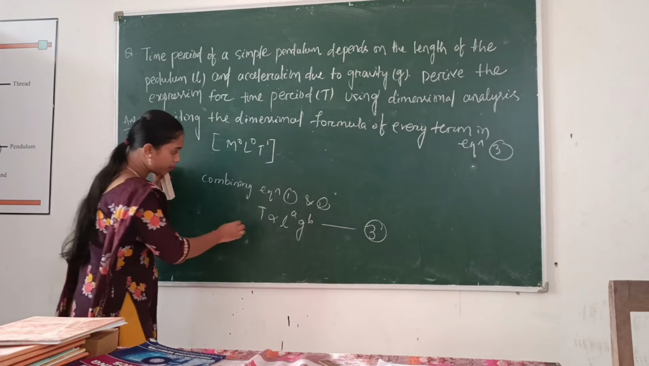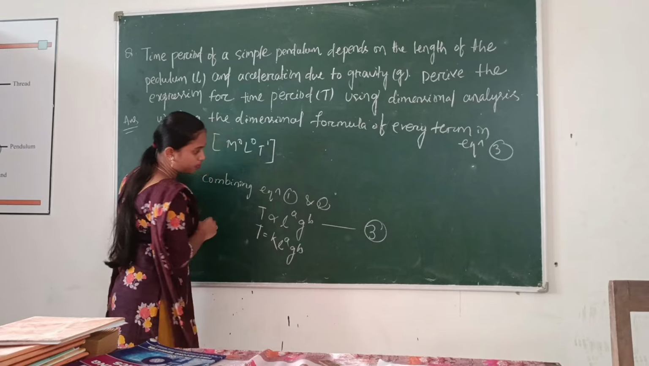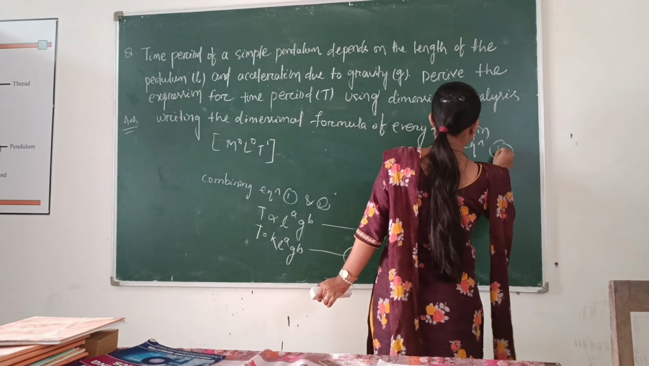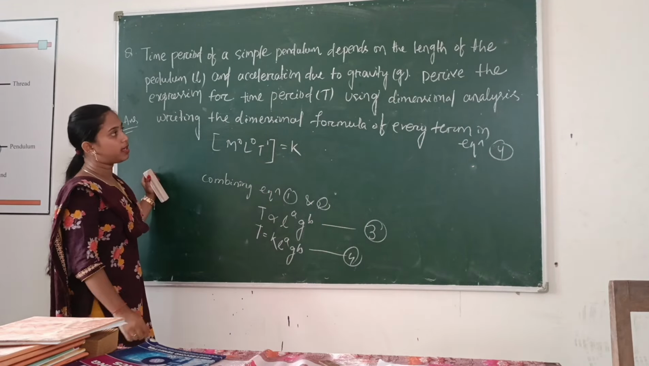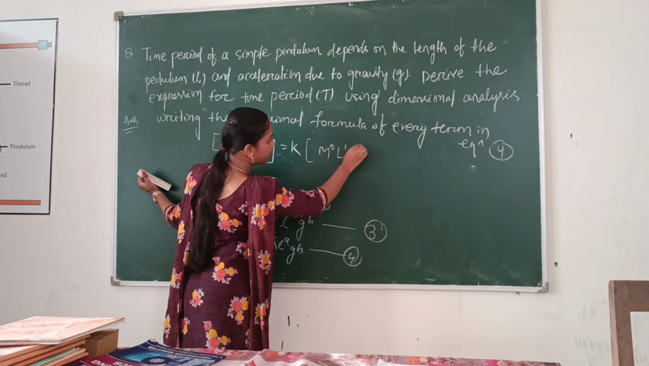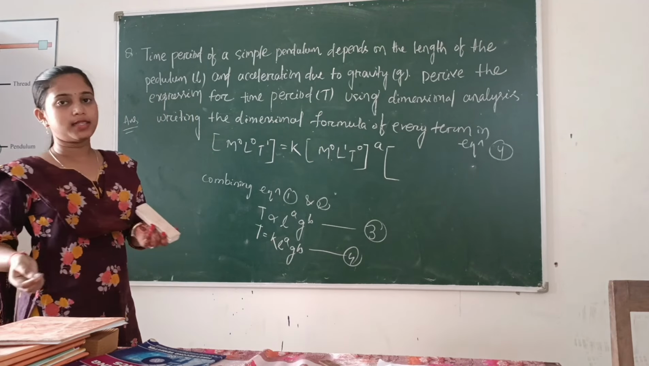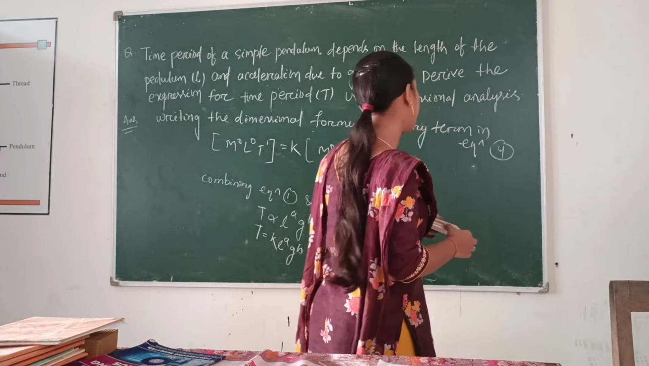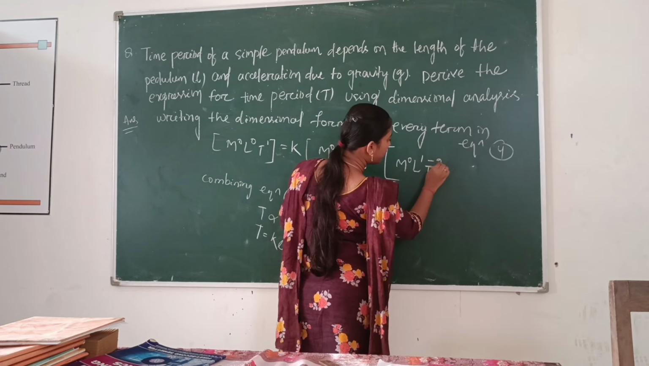Next, to convert the proportionality into an equation we multiply by a constant. T is equal to k into L to the power A and g to the power B. So this is my equation 4. Writing the dimensional formula of every term in equation 4: k into length. L is the length of the thread, so the dimension is M to the power 0, L to the power 1, T to the power 0, all to the power A. And g is acceleration due to gravity, so its dimension is the same as acceleration: M to the power 0, L to the power 1, T to the power -2.